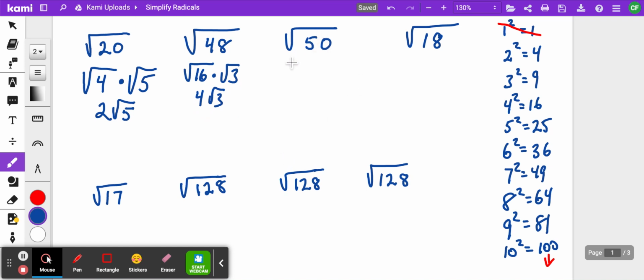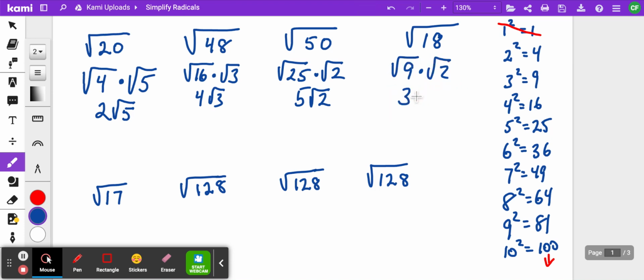Square root of 50: the biggest perfect square that goes into that is 25, 2 times. The square root of 25 is 5, and the square root of 2 comes down. Final answer, 5 root 2. The biggest perfect square that goes into 18 is 9, times the square root of 2. The square root of 9 is 3, so 3 root 2.